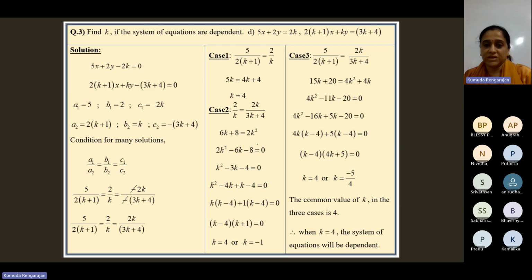I have worked all the three cases. It's enough if you work any two. So in the first case, you get K is equal to 4. In the second case, K is 4 or K is minus 1. But what's the common solution? K is equal to 4.